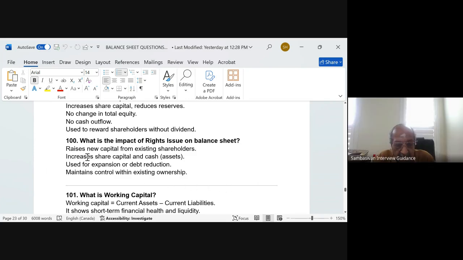Say the new capital is raised from the existing shareholders. You are already a shareholder, you will be given a right to buy these shares instead of going for outside share issue and all. Very good.